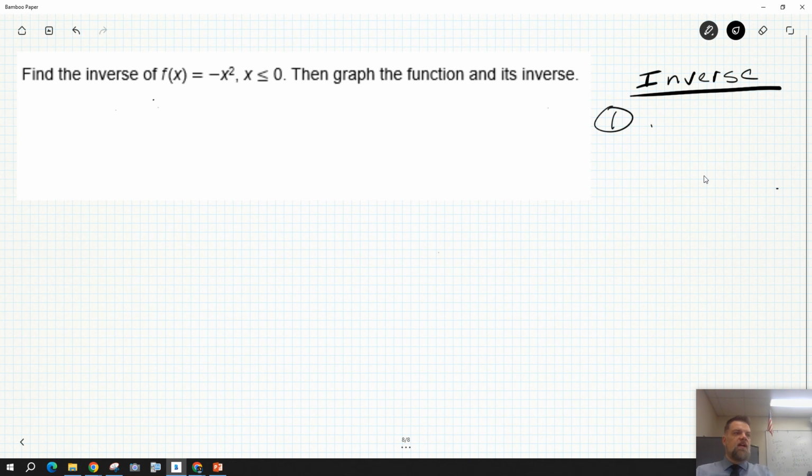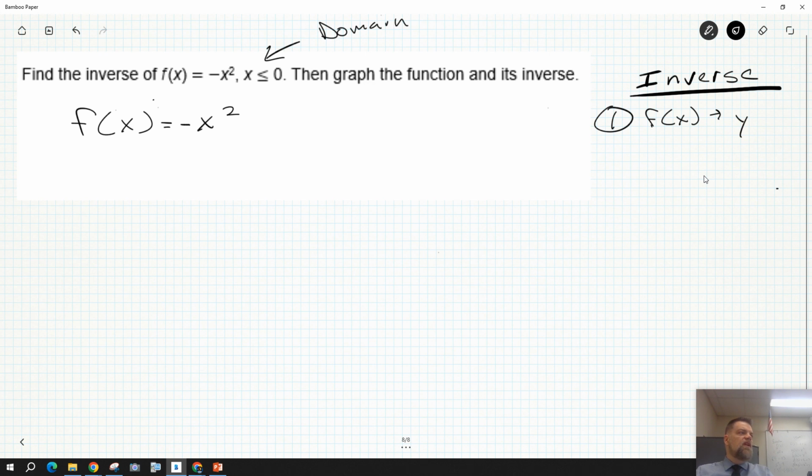Yeah, wherever there is f of x, we're going to plug in a y. So we start with f of x is equal to negative x squared. I should also point out that they give us a domain restriction.